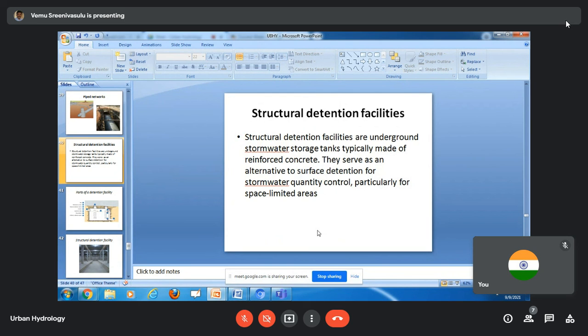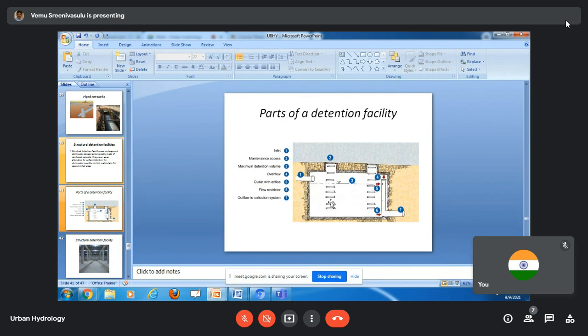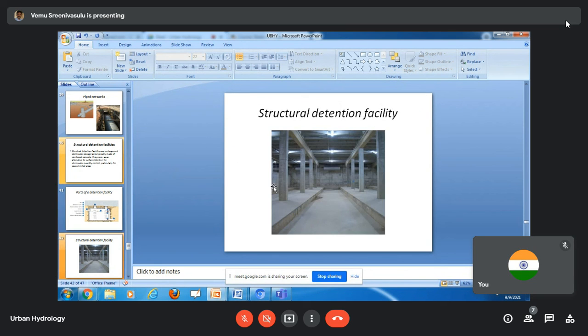Structural detention, as I said, temporarily you can store the water underground. So this is how these storage tanks will look like. Okay, so this is the inlet, maintenance access. Some steps are there to go inside. Okay, so up to the maximum detention volume level you can store water, and then outflow. Okay, so this is the real picture inside. So this is a huge structural detention facility. This is underground, where water is stored.